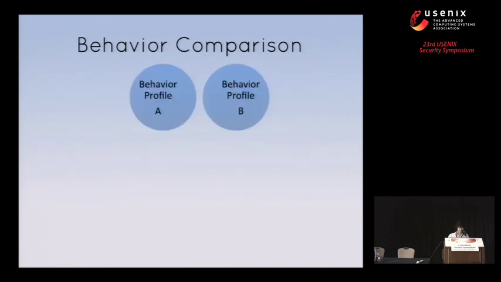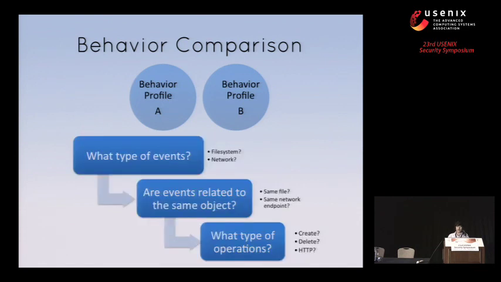So let's step back and try to analyze our intuition. How would we go about it if we have two behavior profiles and we want to compare them manually? Probably we'll start asking questions such as, what types of events are available in this behavior profile? Do they have file system activity? Do they have network activity? And then we move on to asking questions: are these events related to the same file name, same network path? And are they creating or deleting files, etc.?